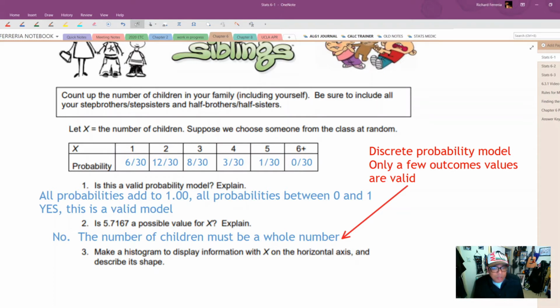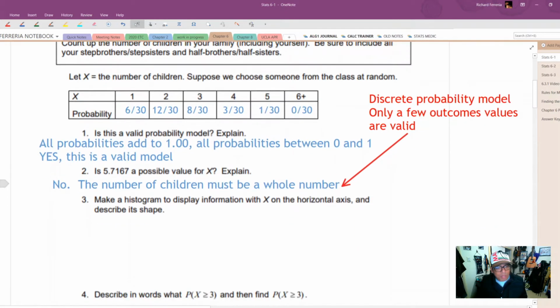That contrasts with what we would call a continuous probability model, where any value would be admissible as an outcome. But we'll get to the continuous probability model later. Right now we're concentrating on this discrete probability model. The next thing here is to make a histogram to display the information in X on a horizontal axis, and then we're going to describe that shape.